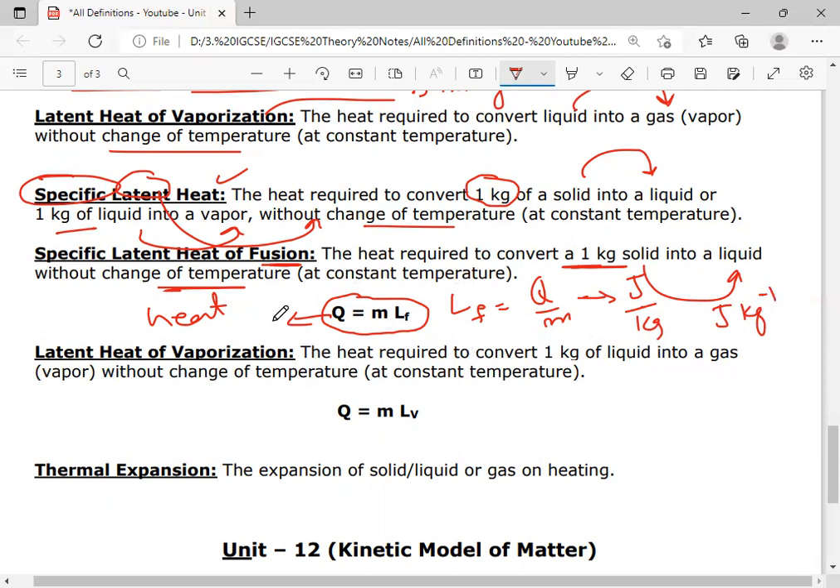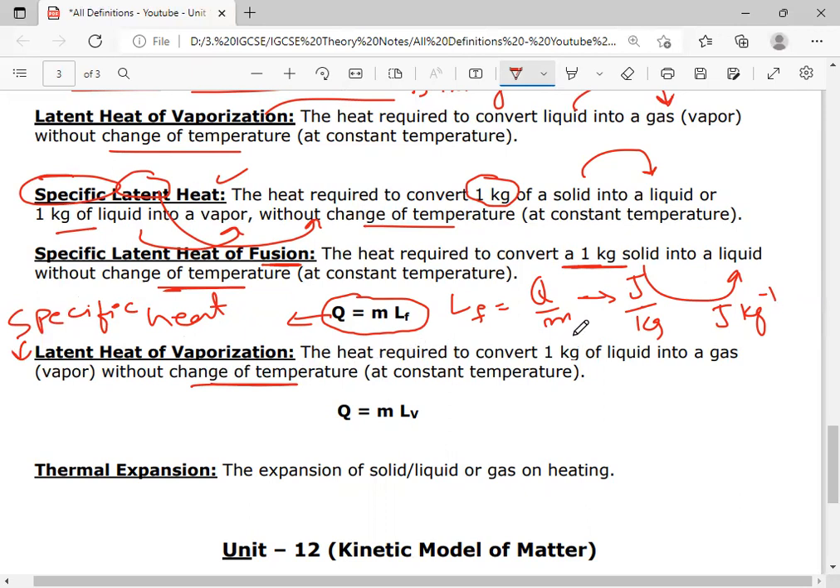Likewise, the definition of specific latent heat of vaporization is there, and this definition is very simple as well. Vaporization is related with boiling, and the word latent is used, so without change in temperature. And sorry, the word we have to add over here is specific. This word is missing from here, so you have to add it. So specific latent heat of vaporization.